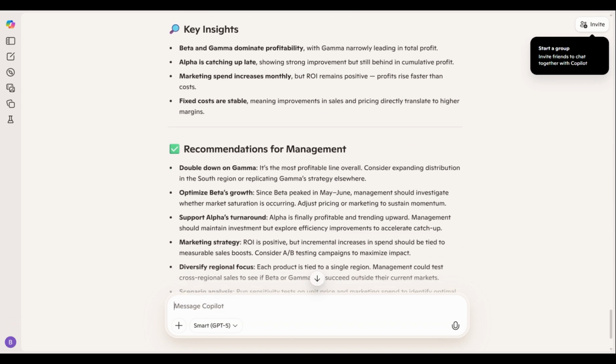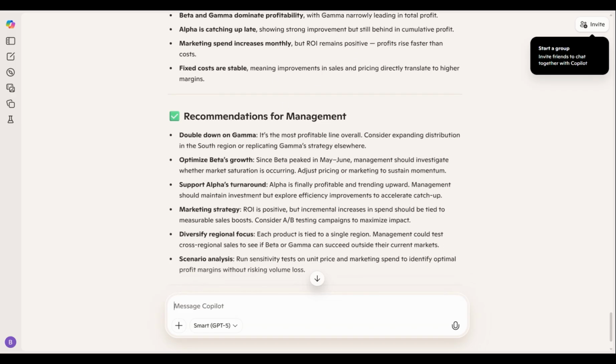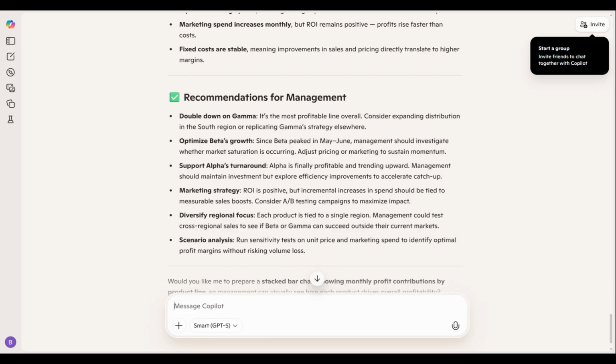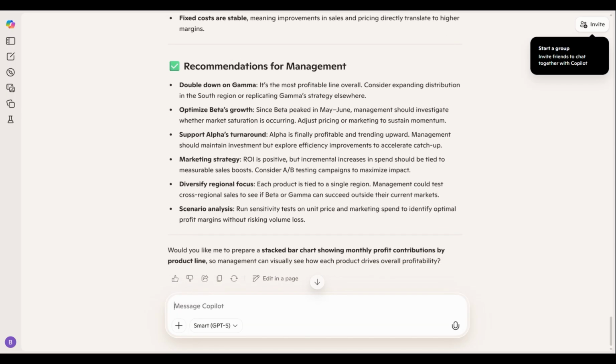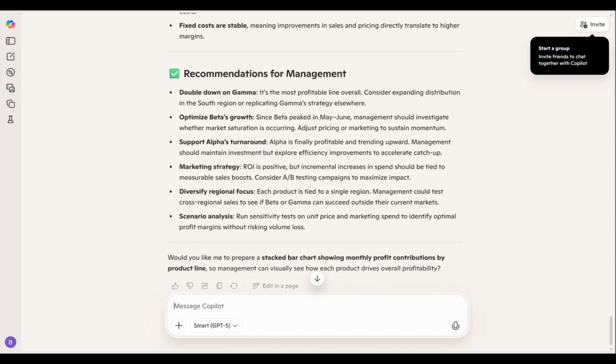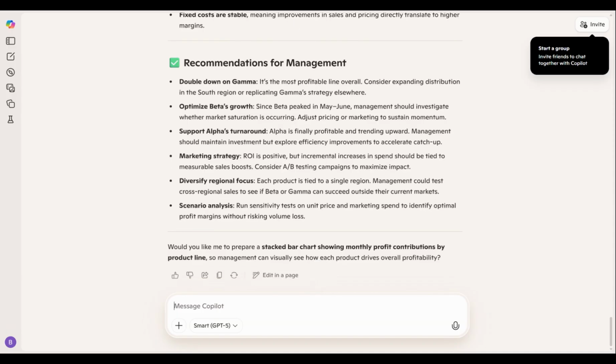The key insights: Beta and Gamma dominate profitability. Gamma narrowly leading total profit. Alpha is catching up, but it's a little too late. But it's also showing strong improvement, but still behind in cumulative profit. Marketing spend increases monthly, but ROI remains positive. Profit rises faster than costs. Fixed costs are stable, meaning improvements in sales and pricing directly translate to higher margins.